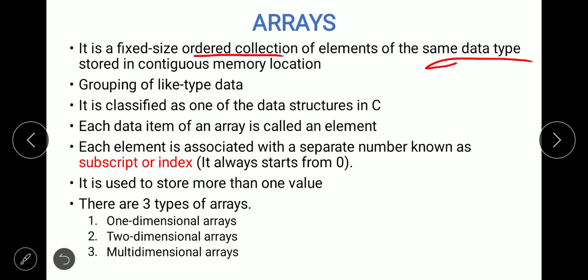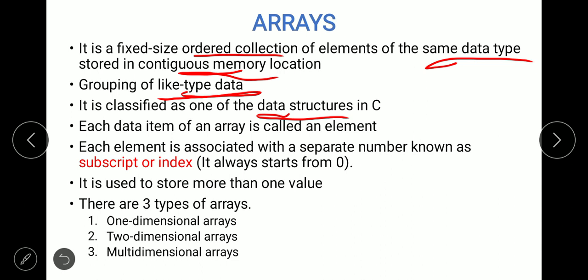of the same data type stored in contiguous memory locations. This is very important. The memory locations should be contiguous, one after the other. So it is also called one of the data structures in C, because of its nature. That is nothing but grouping of like data types. What is like data type? Similar data types, which we have already discussed. So we cannot mix up two different data types; we cannot call them an array.